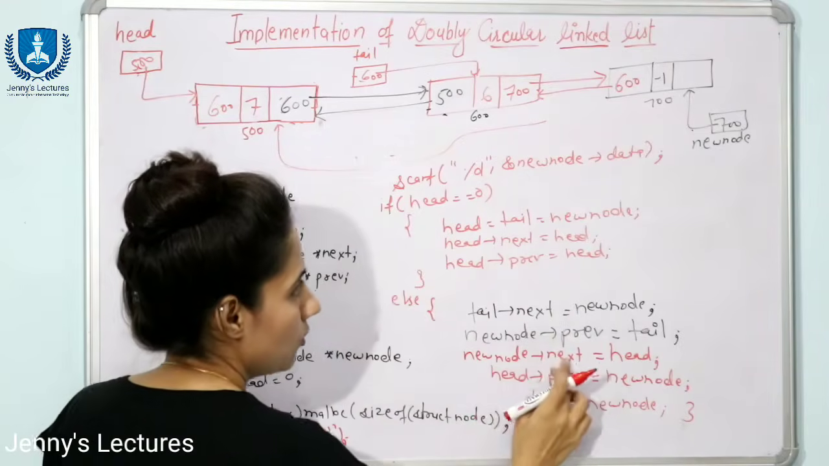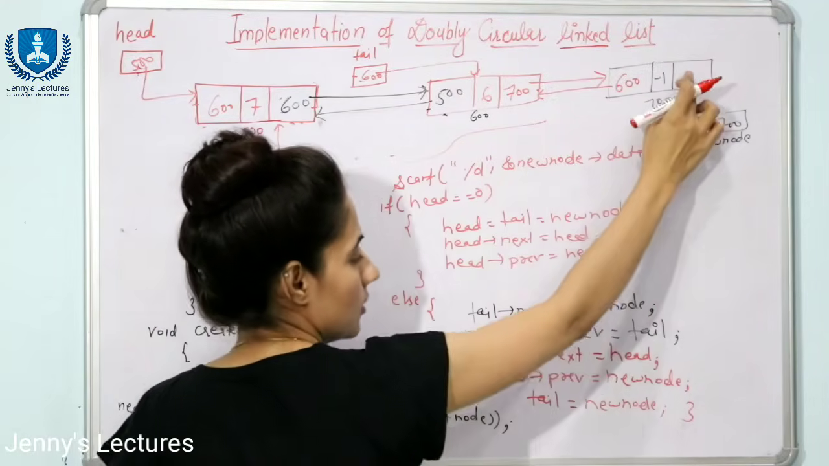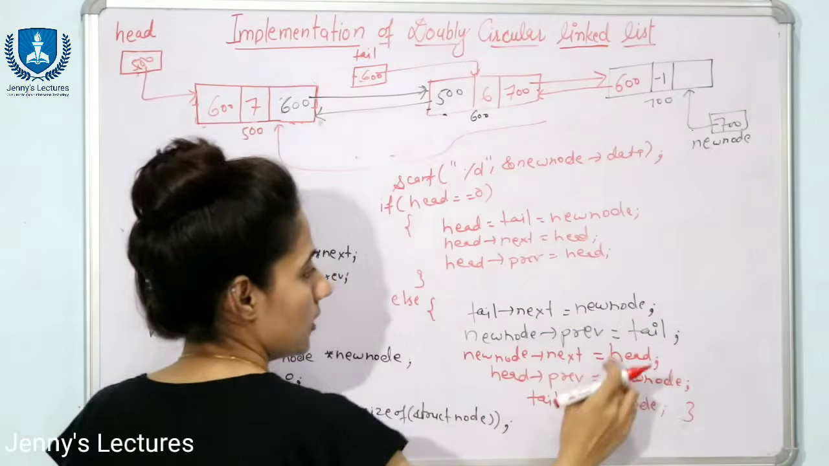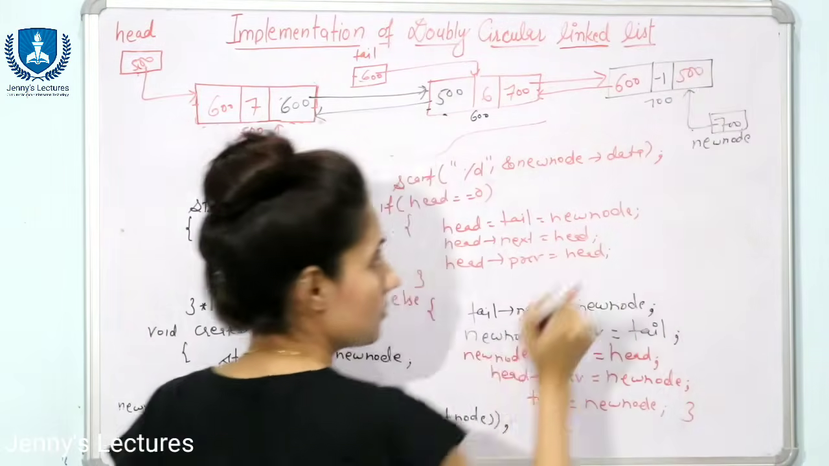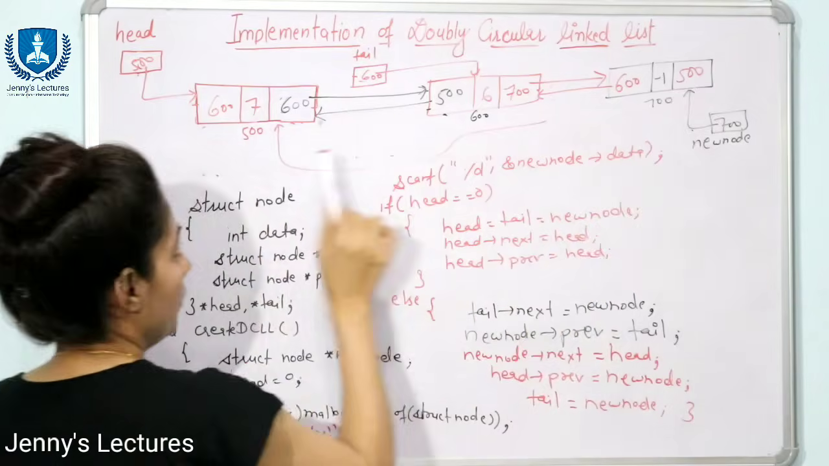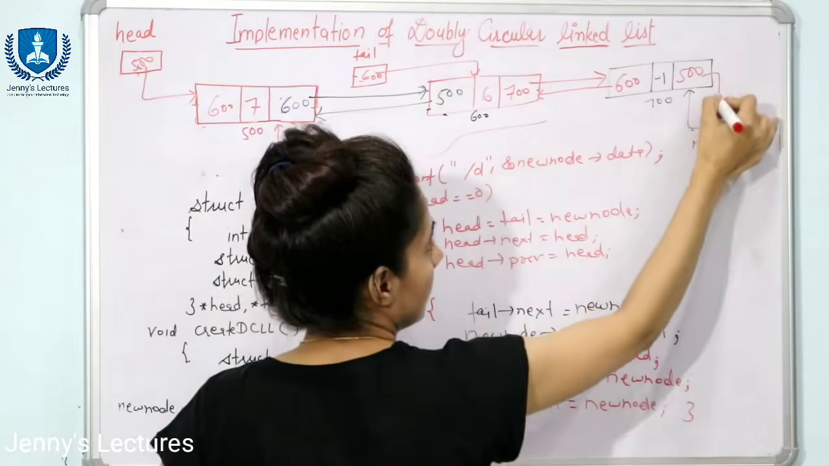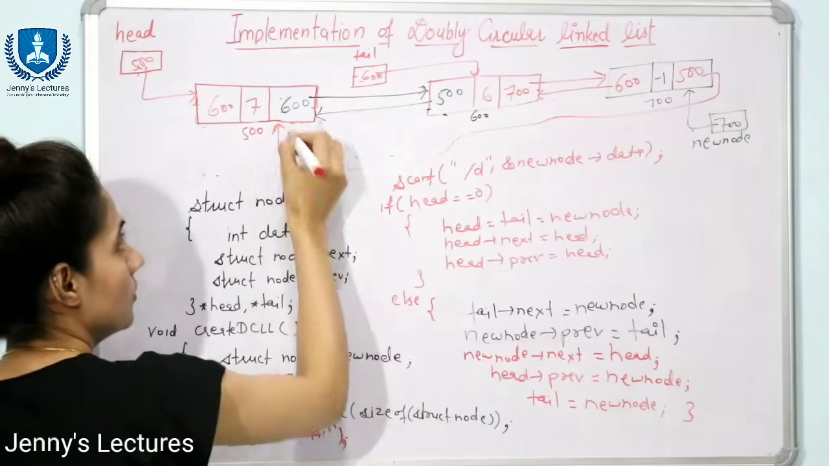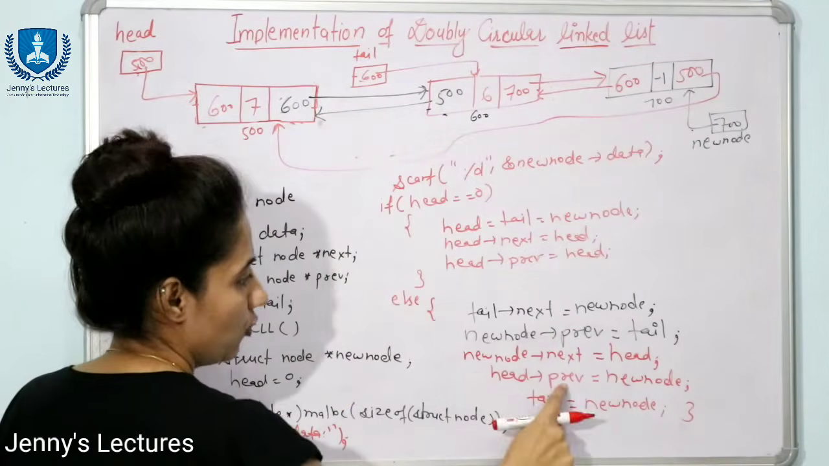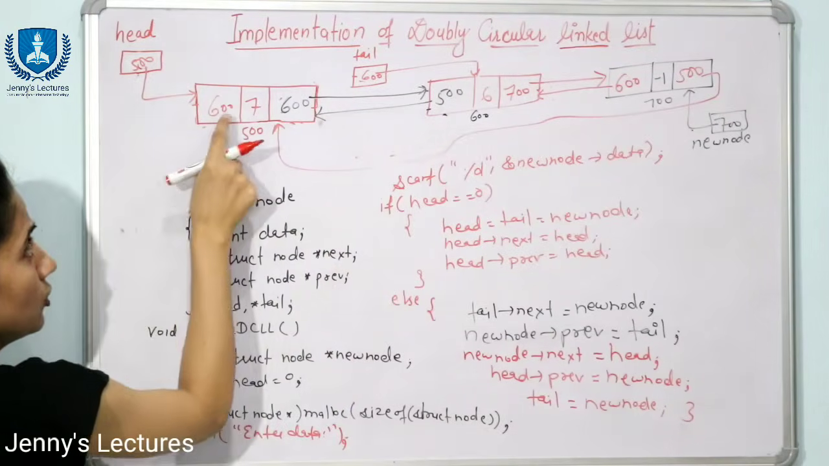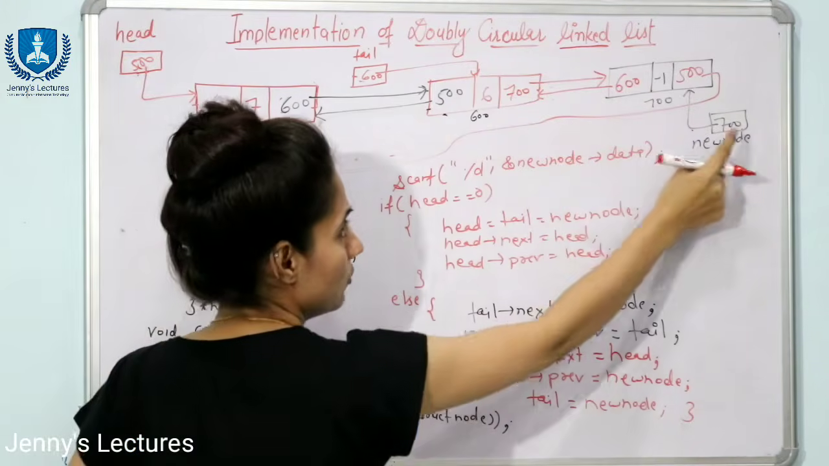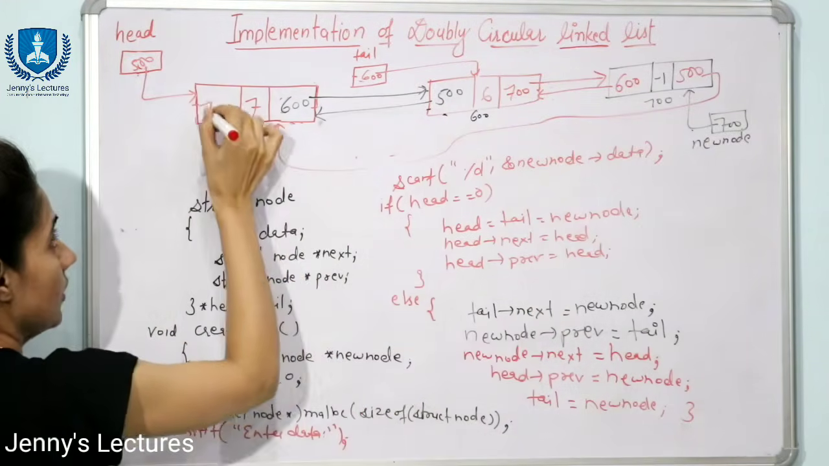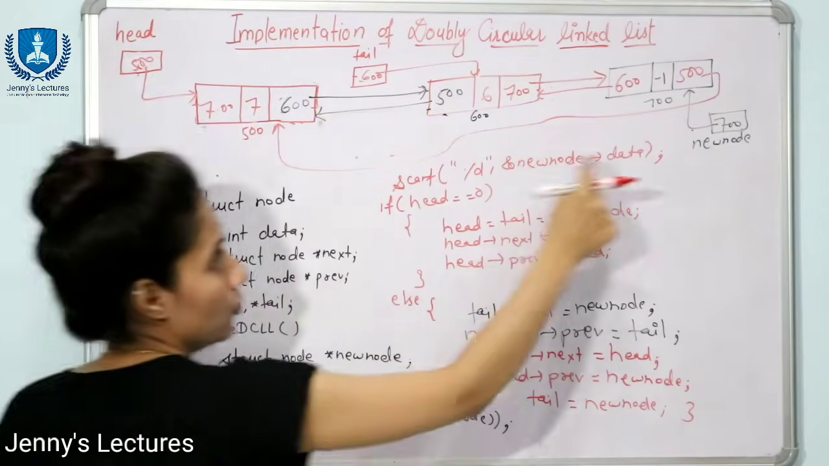Third thing, new node next, this part is equal to head. In head I have 500, that is 500. This is now pointing to this node, right? Fourth line, head of previous, means head is pointing to this node, and head of previous means you are accessing this part, is equal to new node. In new node I have 700, so here 700. So this would point to this node.